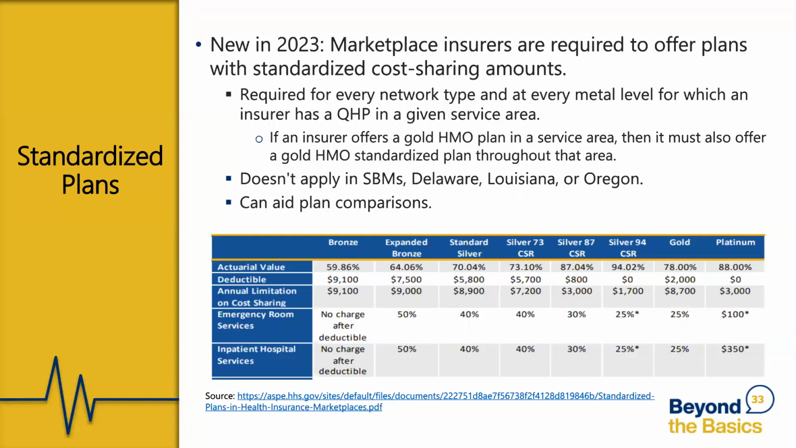So just to take a look at the chart at the bottom of this page, you can see these are the different variations, the standardized plans that have been created that insurers have to provide. So they will have a bronze plan with a $9,100 deductible, an expanded bronze plan that has a higher actuarial value, you can see there, and has a lower deductible, a standard silver, and then the CSR variations, a gold and a platinum. So for the folks that are getting cost sharing reductions, there are going to be standardized plans for them.